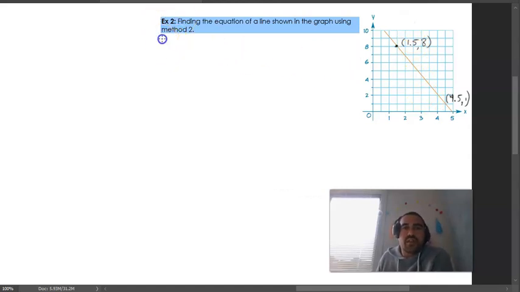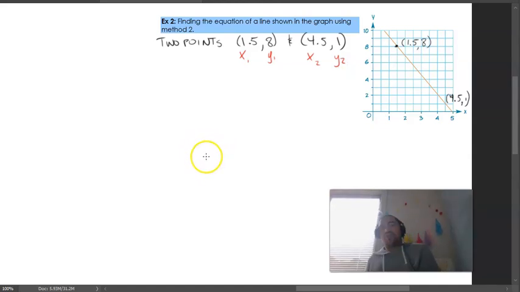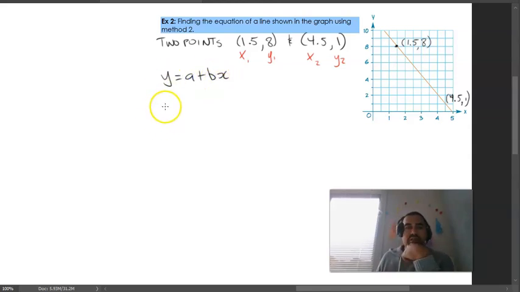So 2 points that we're going to use are (1.5, 8) and (4.5, 1). And we're just going to label these as x1, y1 and x2, y2. We are expecting a negative b value, or a negative slope, because the graph from left to right is going downhill. So y equals a plus bx. Let's find our b value first.